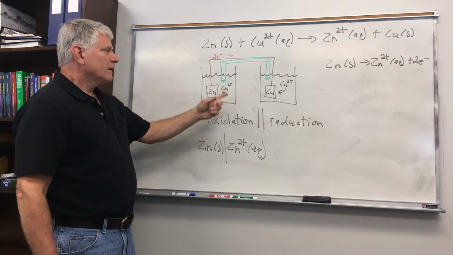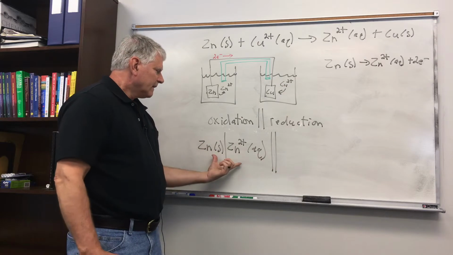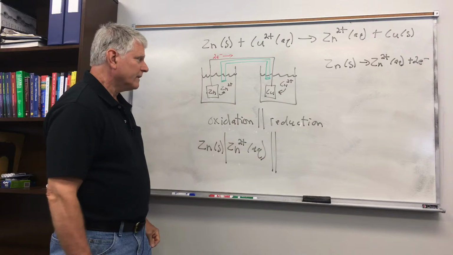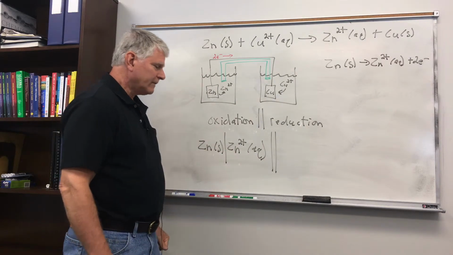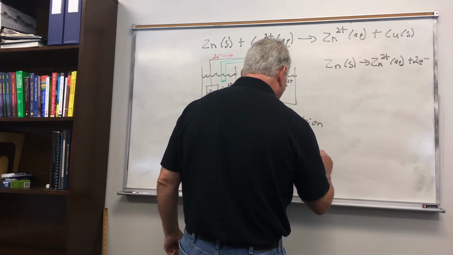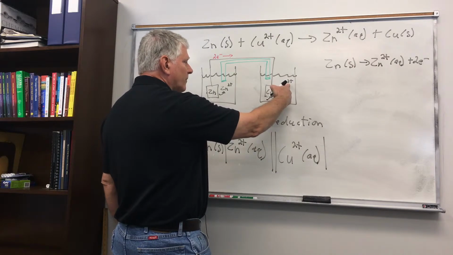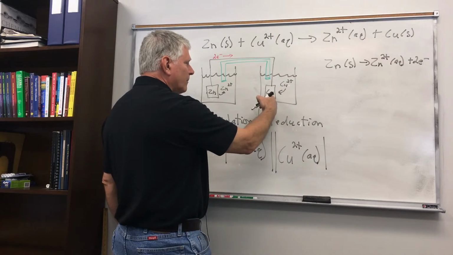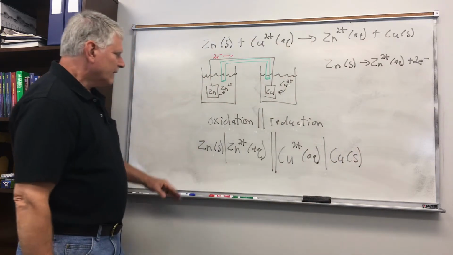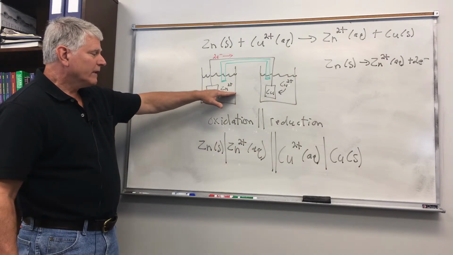And then we have our double vertical line, meaning this half reaction is separated from the copper half reaction. And in the copper half reaction, we'll write copper 2+ aqueous. We use a single vertical line to separate the copper 2+ in the aqueous phase from the copper in the solid phase. And so this is a shorthand way of writing this electrochemical cell.